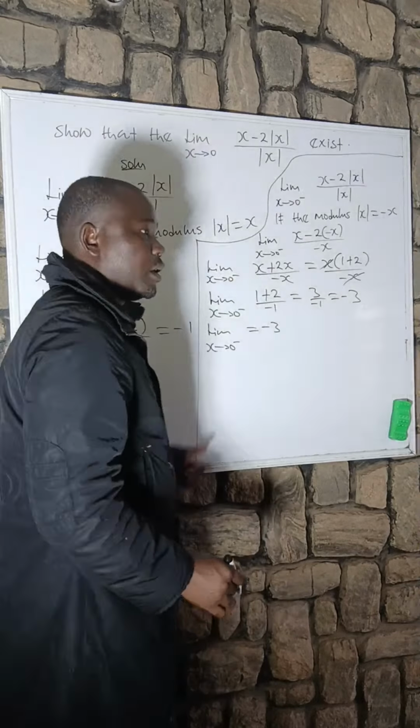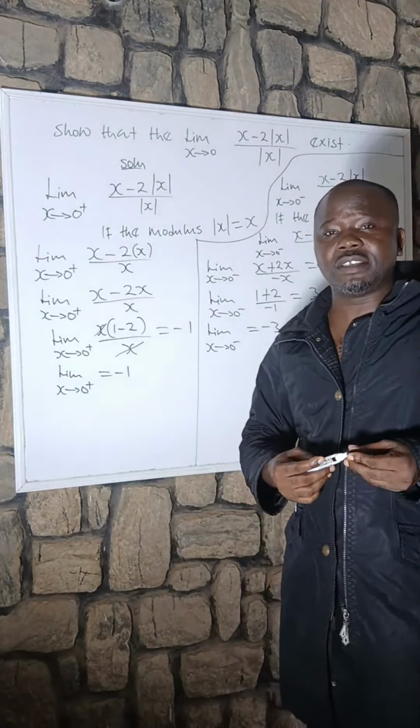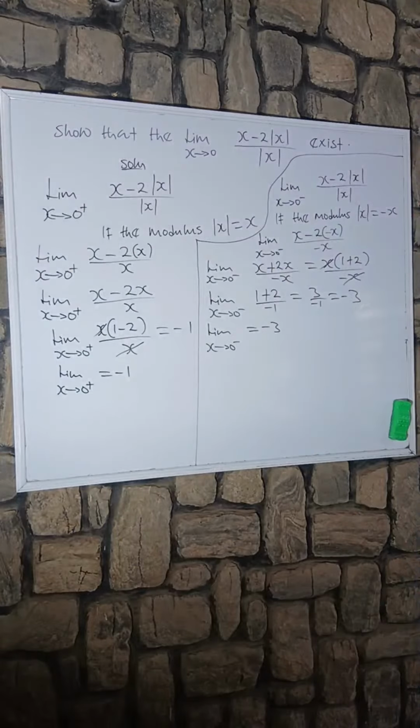Minus 3. Look at the left hand side limit and the right hand side limit. What are you seeing? Look at it and tell me, or ask yourself, are they equal? Are they equal? Yes or no? The left hand side limit and the right hand side limit, are they equal? They are not equal. They are not.